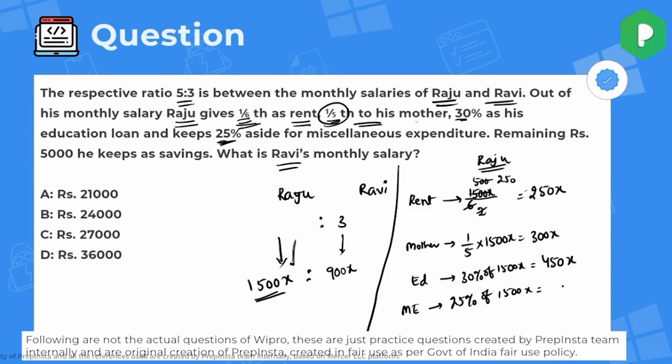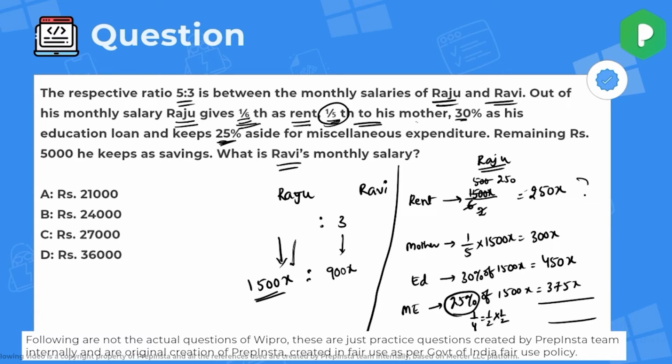And half of the 750 is nothing but 375x, right? So 25% is 1500x. Why have I taken double of it? Because 25% is nothing but 1 by 4, which is equal to 1 by 2 into 1 by 2. So very simple, you have to do the calculations very easily by using those techniques.